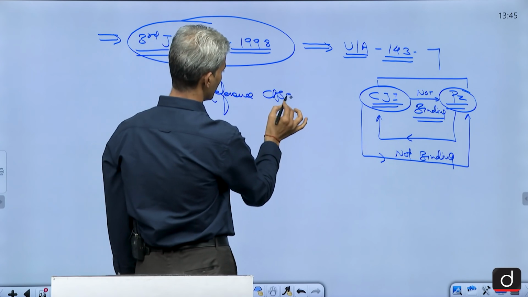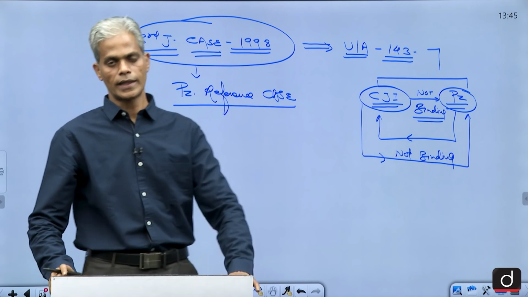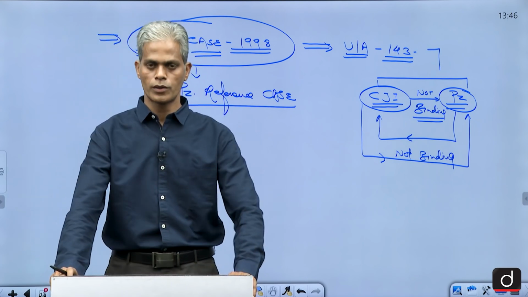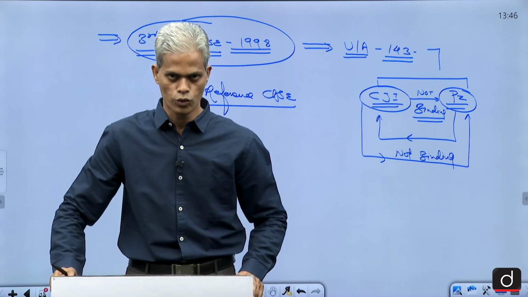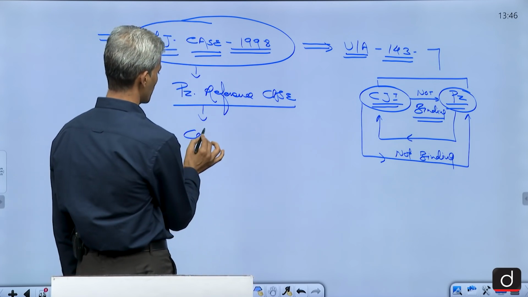So it was a presidential reference case in which the then President K.R. Narayanan was there, and he asked the Honorable Supreme Court for the legal opinion of the Supreme Court as far as the functioning of the collegium system is concerned.